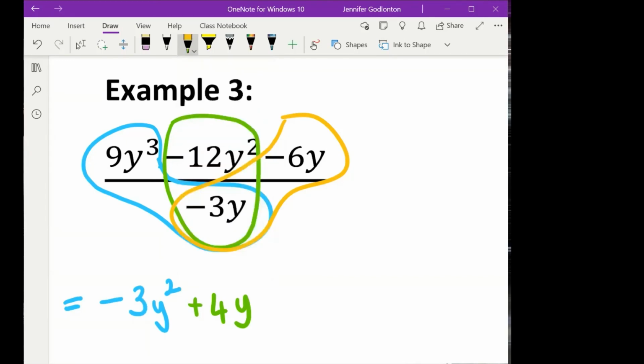Last one. A negative divided by a negative is a positive. 6 divided by 3 is 2. Y divided by y is nothing. And that is our final answer. What did we get for this question? 1, 2, or 3 out of 3?